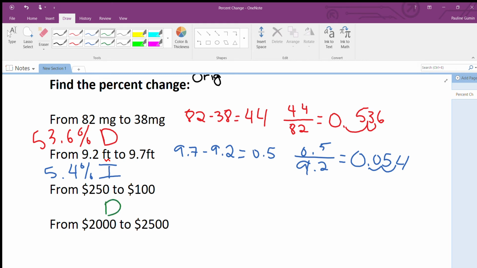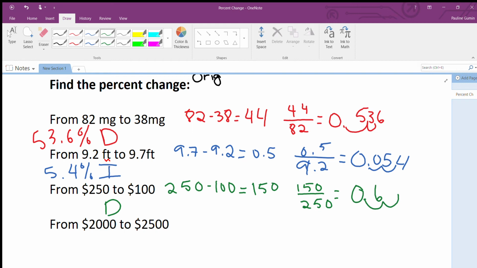Next, 250 to 100, I'm going to write D for decrease. That's price getting smaller. I'm going to take the larger number minus the smaller number, so that's 150. I'm going to divide that difference by the original price, which is 250, and we get 0.6. Now I still need to move the decimal twice to the right. There's nothing next to the 6, and the number that we use to represent nothing is a 0. So here we have a 60% decrease. Now that's a heck of a sale, I'd say.